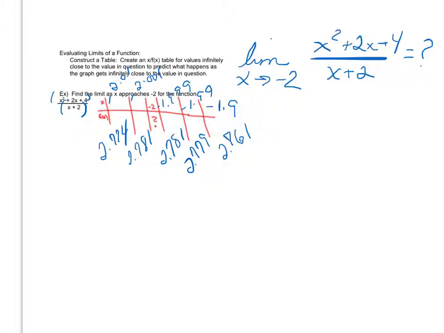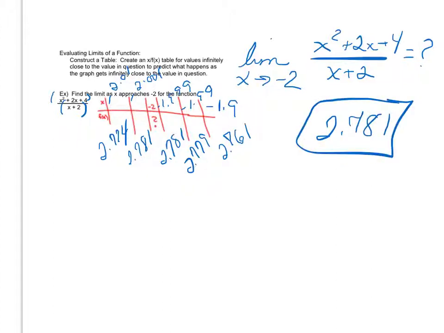So I'm going to look, and I see that the closer I got to -2, the closer my values got to 2.781. So it looks like to me that I can say, comfortably to 3 decimals, that the closer x gets to -2, the closer my function gets to 2.781. Even though it's undefined at -2, I can see that right away. I'm going to go ahead and say that it's getting closer and closer, so my limit is about 2.781. And that's how tables work.